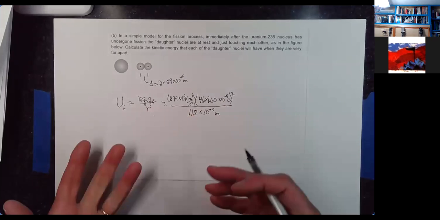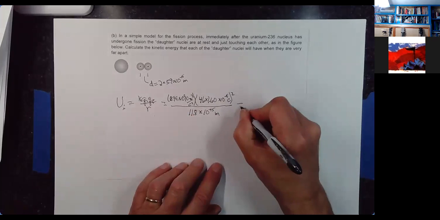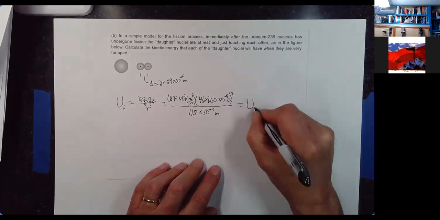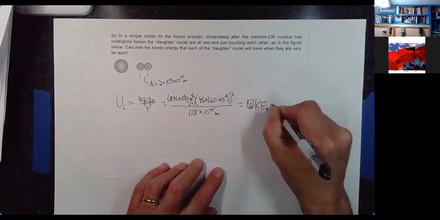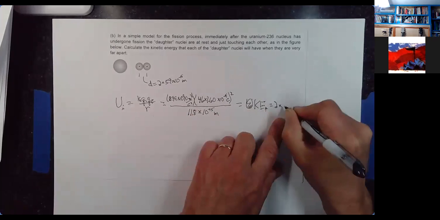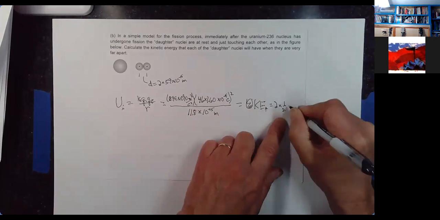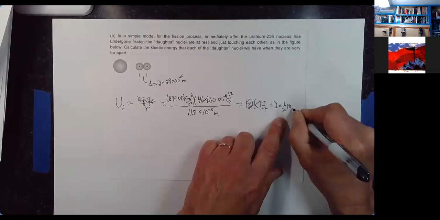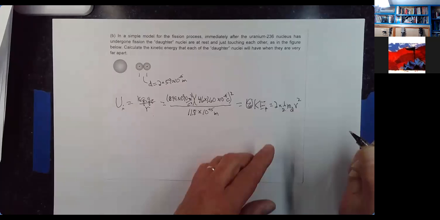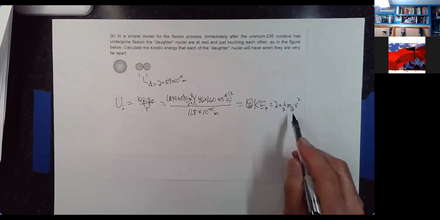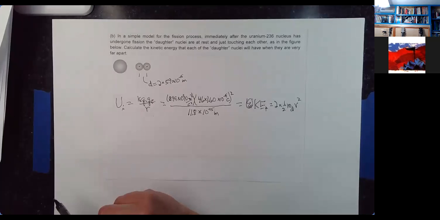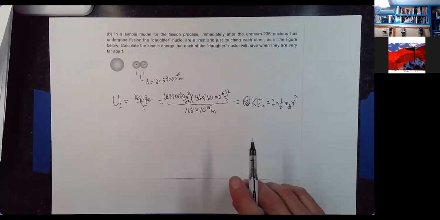That will transform into kinetic energy. This is going to be KE final, which is going to be 2 times 1/2 the mass of that daughter nucleus, I'll just call it M sub D, times V squared. And the assumption here, because of the symmetry we have, is that each of these will end up with the same kinetic energy. So we could figure out how much kinetic energy we're going to have released there.